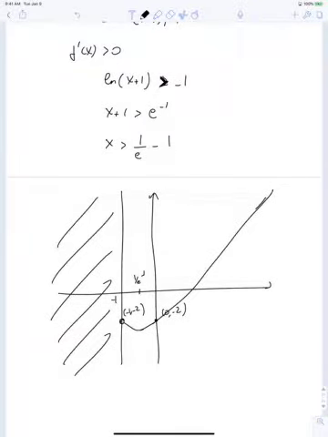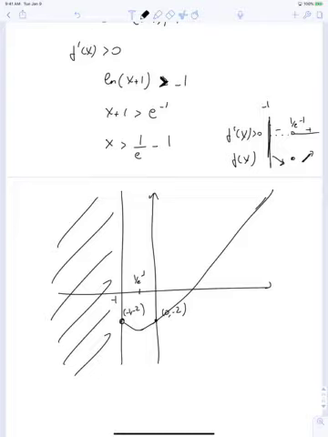So here I should have said f prime of x is greater than 0 when x is greater than 1 divided by e minus 1, which means that f of x is increasing. So the function goes up here and it goes down here. But again, we're starting from minus 1 because the function is not defined otherwise. So that's the graph of the function.